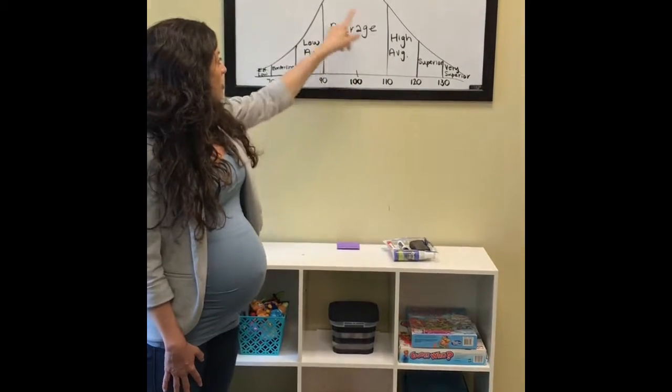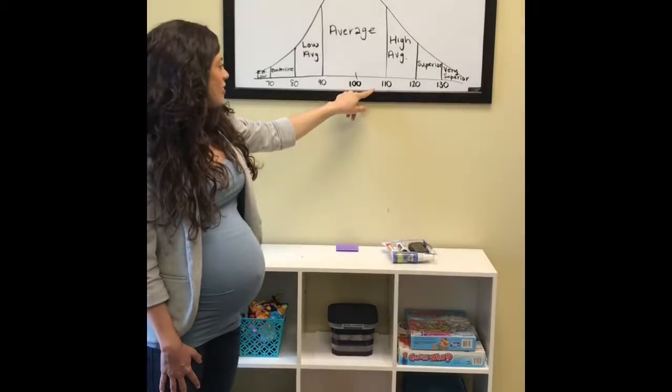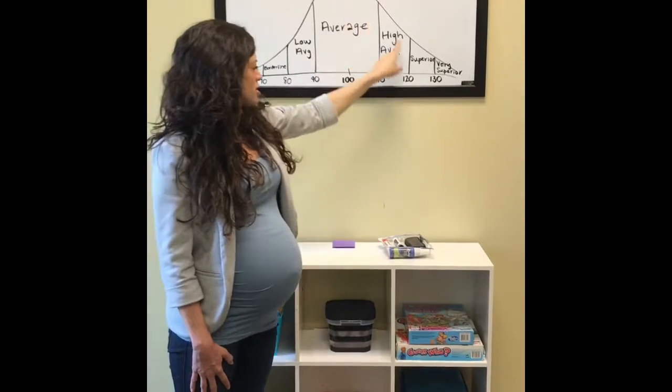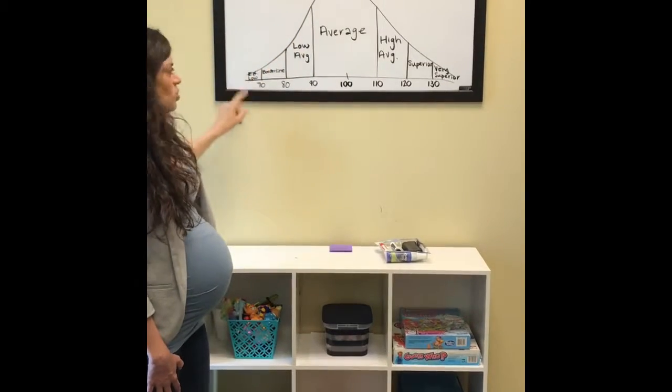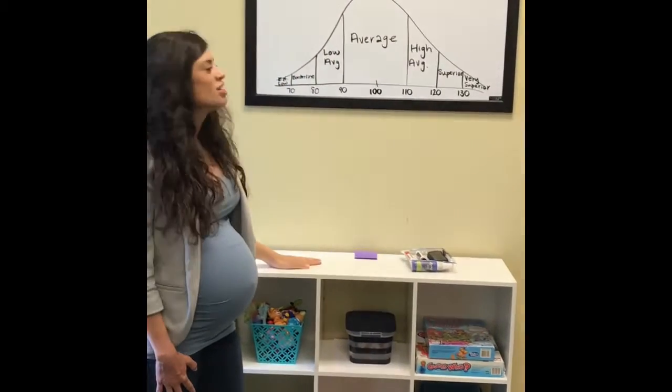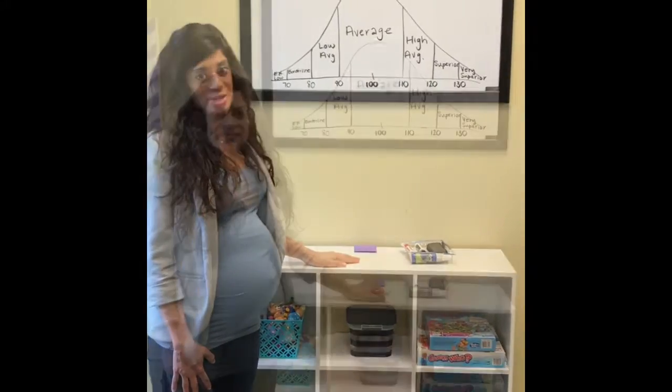50% of all people score within this average range. Then we have 25% of people who score somewhere above that, and 25% of people who score somewhere below that. That's the general distribution of scores. That's where everybody falls on the bell curve.